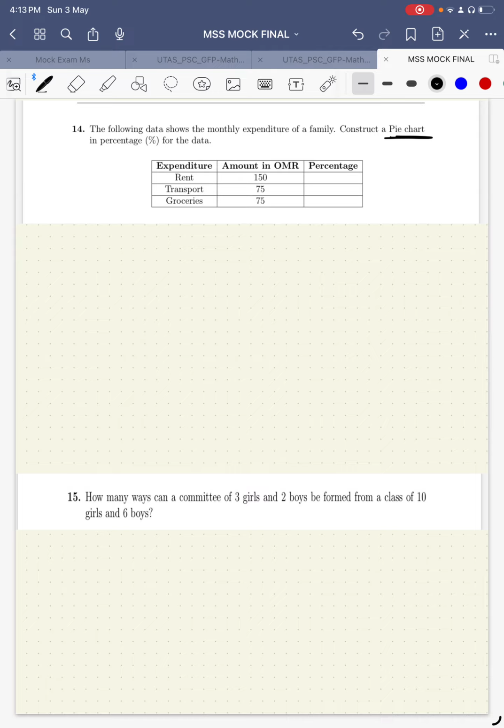In the pie chart. So remember, pie chart means the circle like that, where we're gonna divide that circle into what? Into the classes. So I'm gonna have three different sectors inside this circle. So first they ask me to find the percentage. I should remember the percentage is the amount divided by the total amount times 100%.